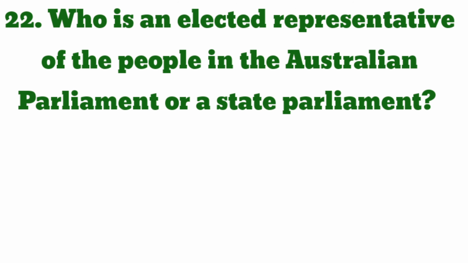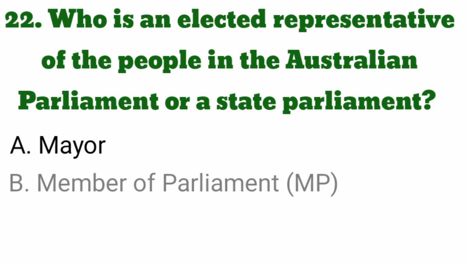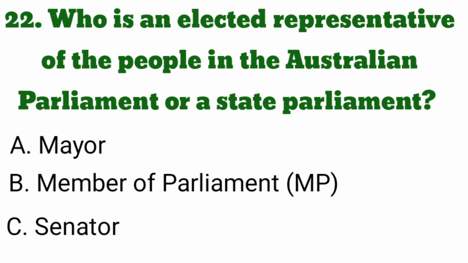Number 22. Who is an elected representative of the people in the Australian Parliament or a state parliament? Letter A, Mayor. Letter B, Member of Parliament. Letter C, Senator. The answer is letter B, Member of Parliament.